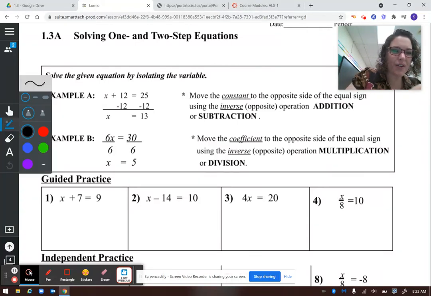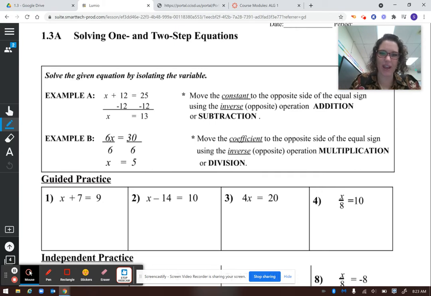Hi there. We are going to be solving 1 and 2-step equations today. So what we're going to do is look at the examples. Here's our step. It says move the constant to the opposite side using the inverse or opposite operation.